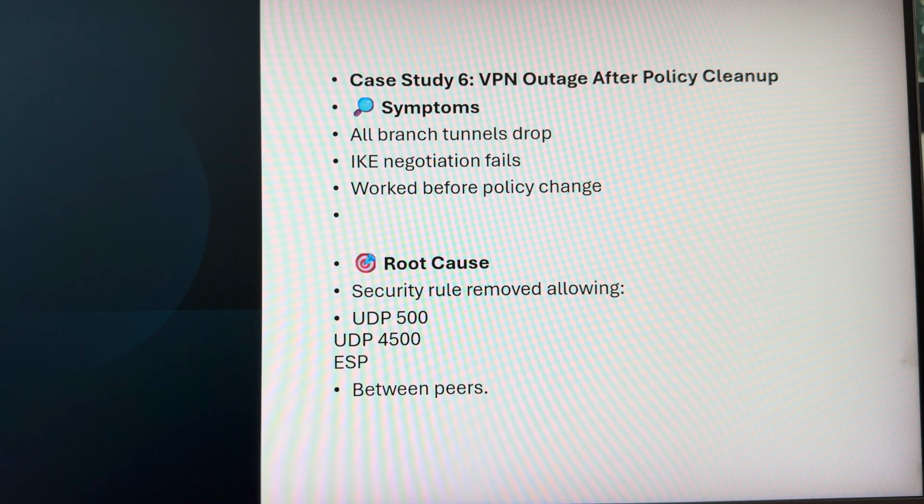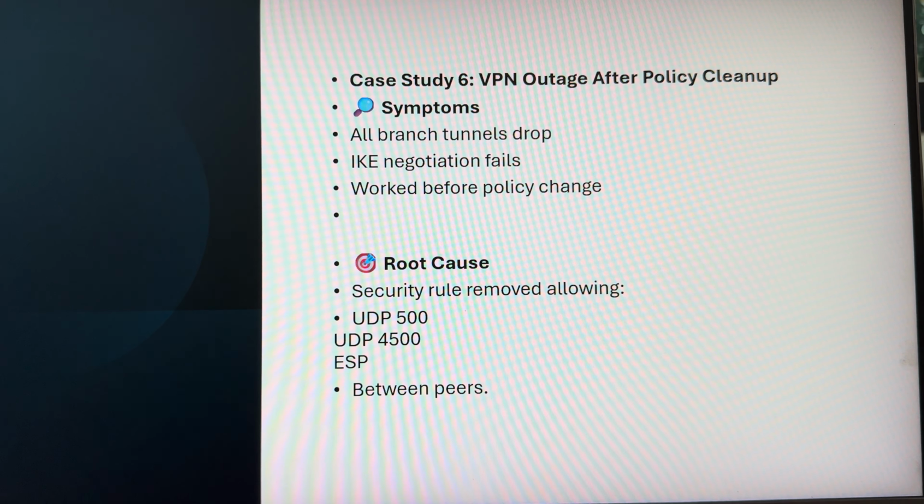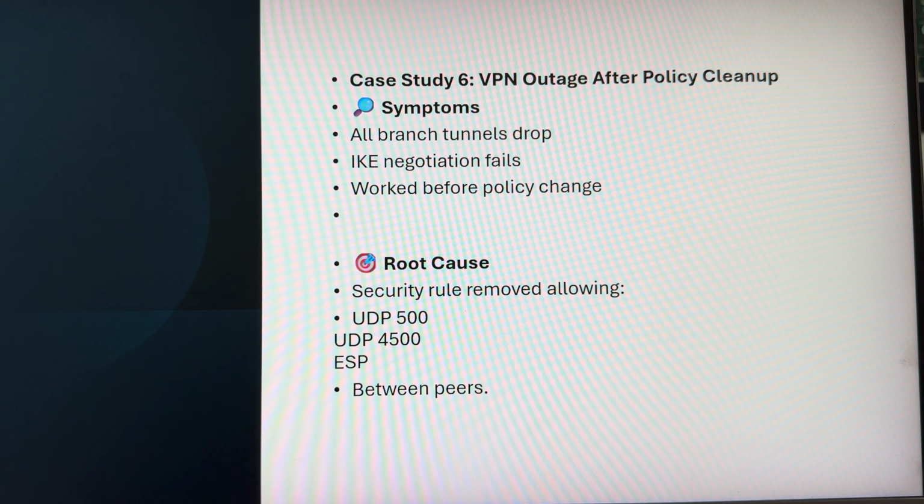Case study 6: VPN outage after policy cleanup. Symptoms: all branch tunnels dropped, IKE negotiation fails, and it worked before the policy change. Root cause: a security rule was removed that allowed UDP 500, UDP 4500, and ESP between peers.